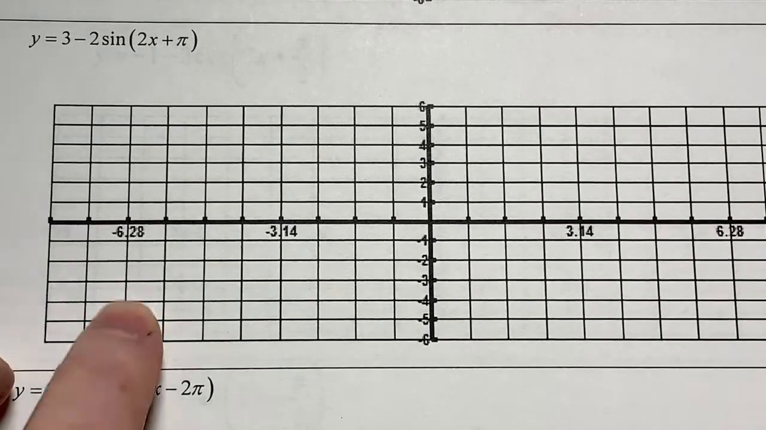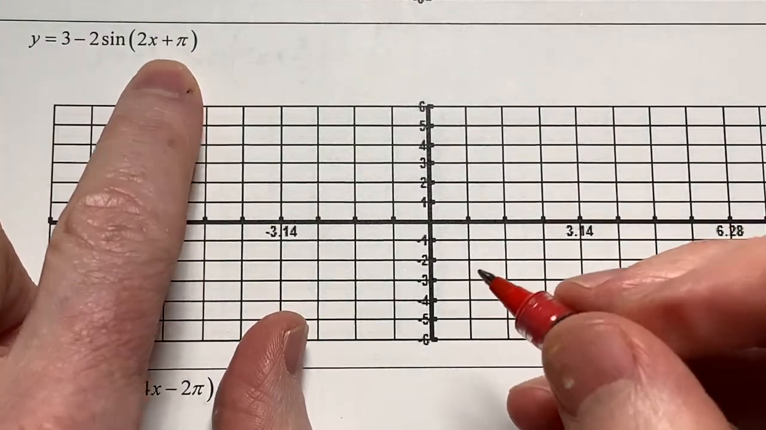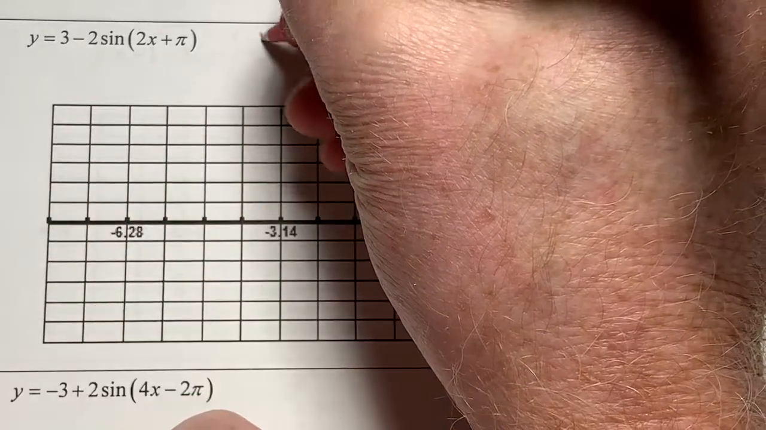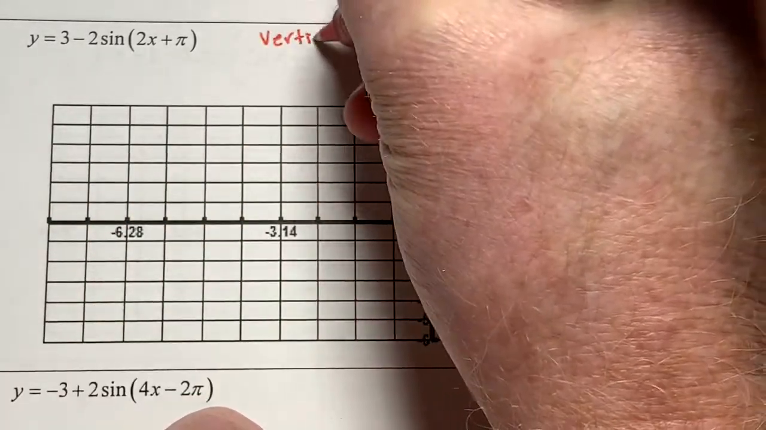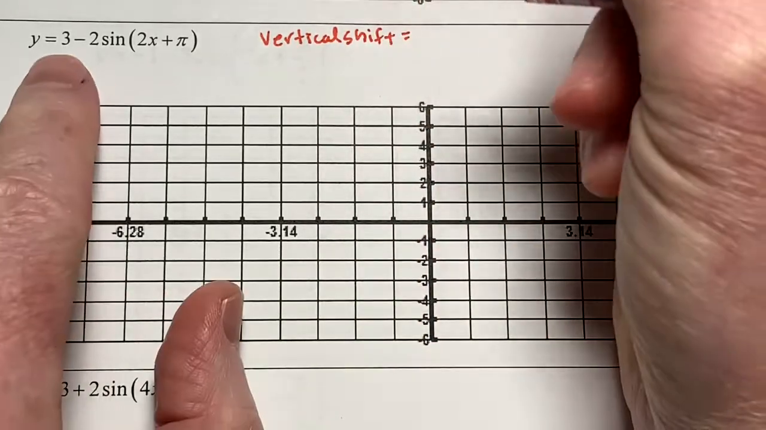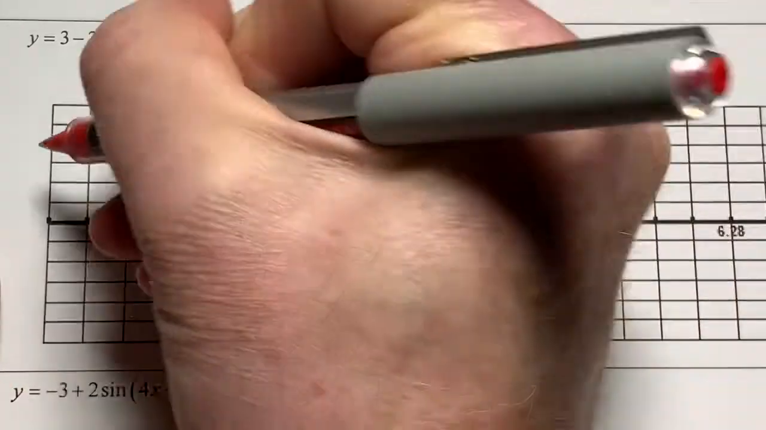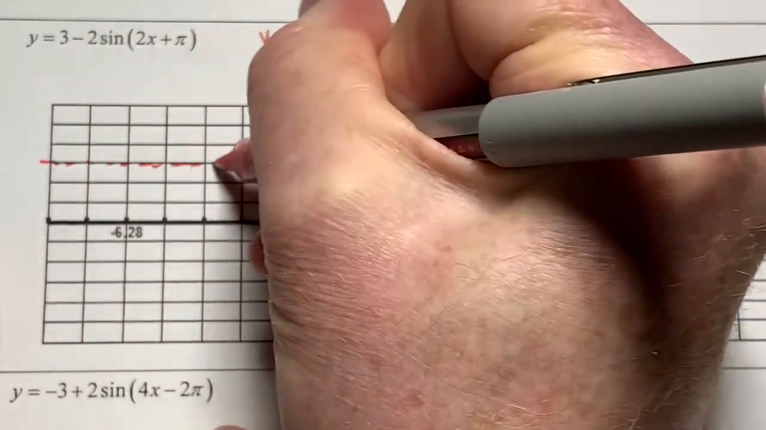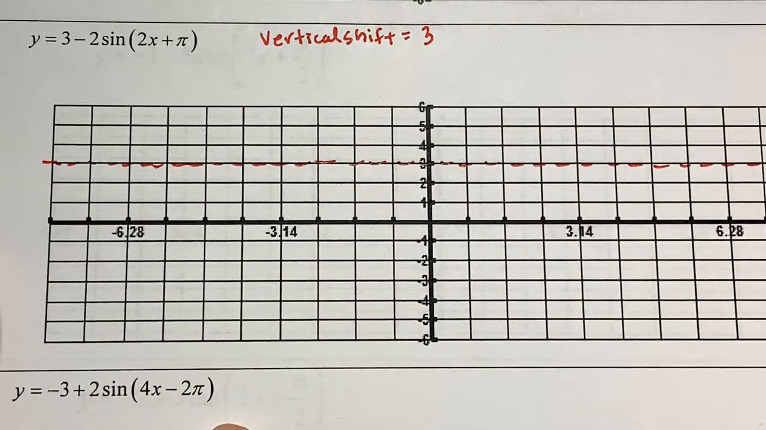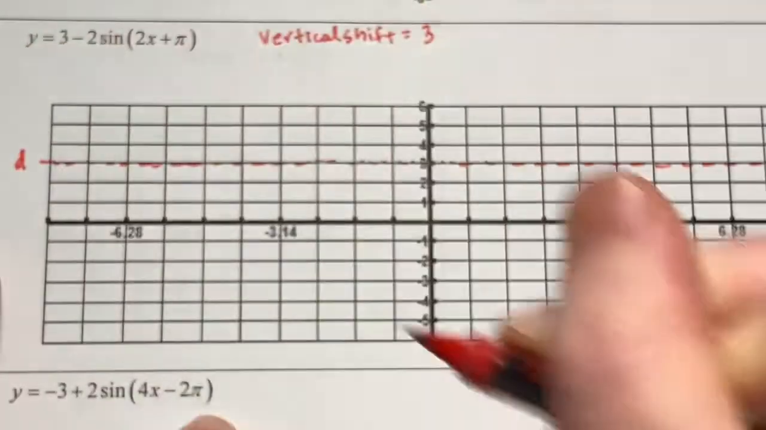So here we go. For a negative sine curve, let's go through everything again. What is my vertical shift? My D value tells me that. So the vertical shift is the D value, that's 3. I'm going to go up to 3, 1, 2, 3 high, and I'm going to mark that. That is my new x-axis. All right, so that's my D value.